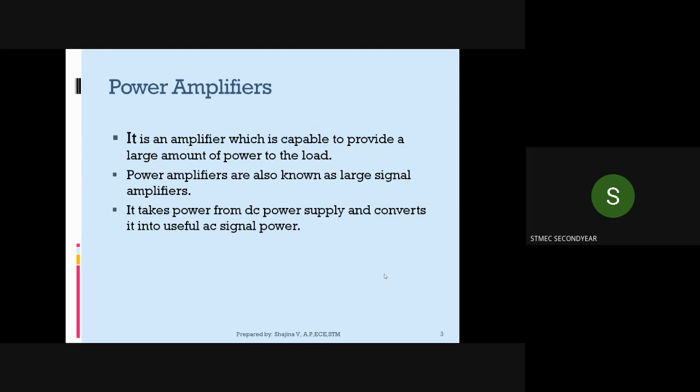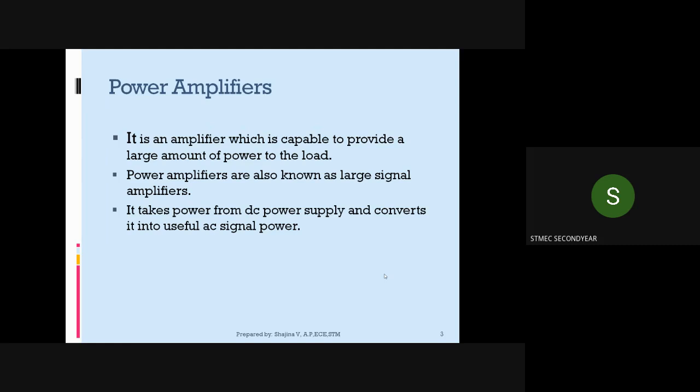Okay, as you know, power is equal to voltage into current, right? V into I. So if you are amplifying voltage and current, both voltage and current, you will obtain high power at the output. Okay, or we can say simply, this power amplifier takes power from DC power supply and converts it into useful AC signal power. Actually there is an energy conversion process taking place here. That is, it takes power from DC power supply and converts it into useful AC signal power at the output. That is the function of power amplifier.